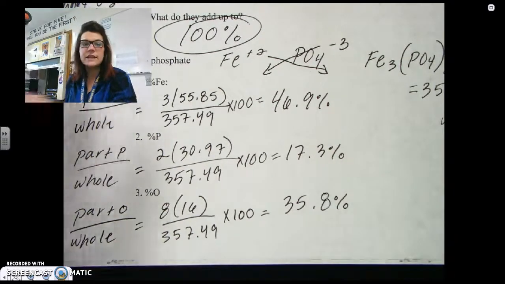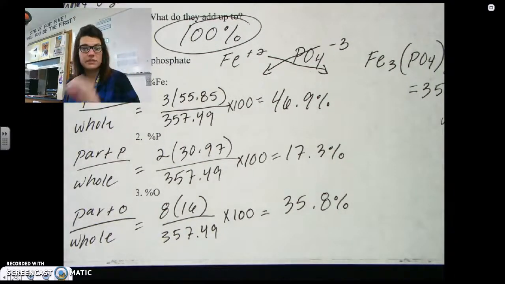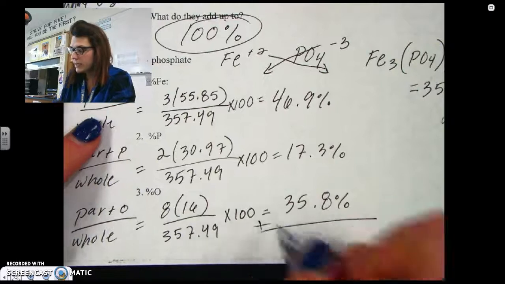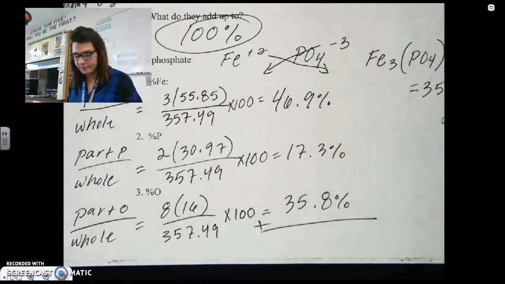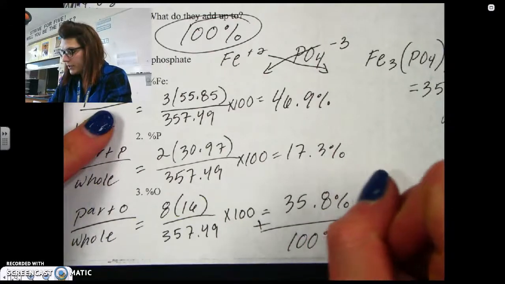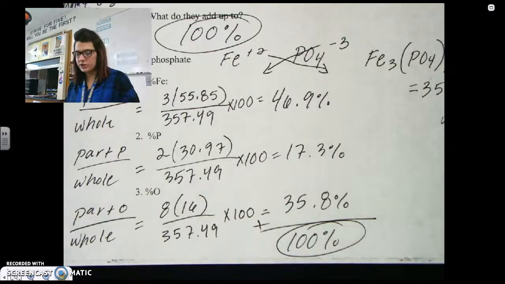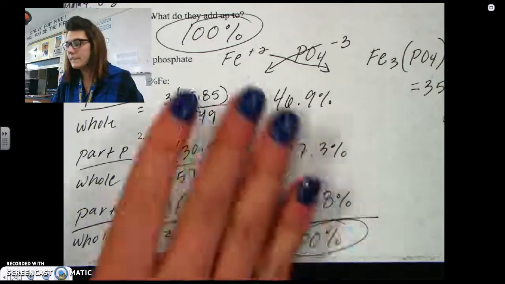Now my last thing that I can do to make sure that this is correct is add them all together to make sure that they equal 100%. So 35.8 plus 17.3 plus 46.9 is 100%. So this question is done correctly. And that's all there is to percent composition, okay?